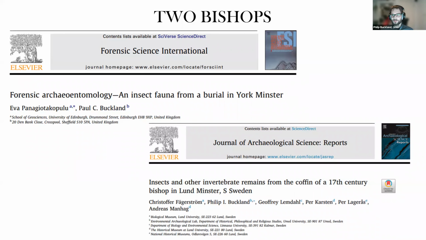So the forensics examples, or forensics orientated examples, if any of you have been looking at paleoentomological literature, you'll see two names popping up quite a lot. One is Eva Panagiotakopulu, and one is Paul C. Buckland, who is my father, I have to admit.